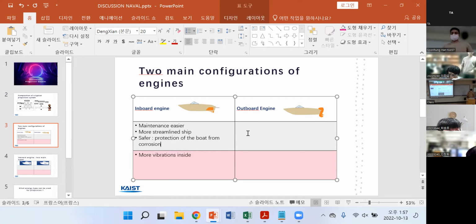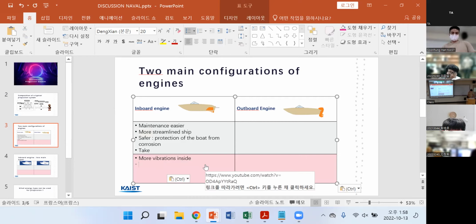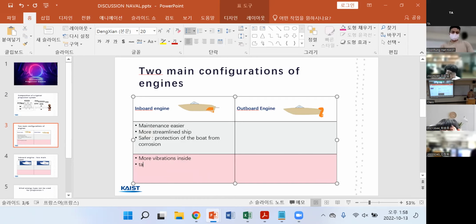And maybe for the outboard. It can change the propulsion direction. Are you talking about the inboard engine? It takes space inside for accounts.